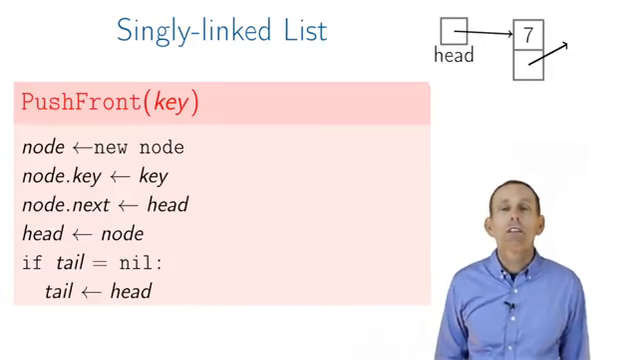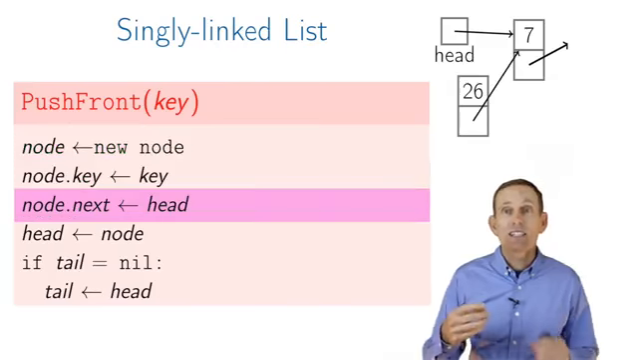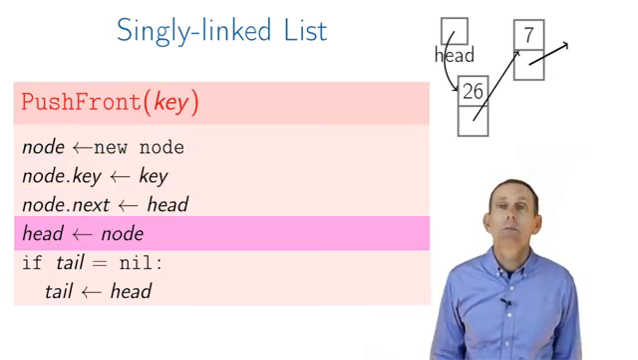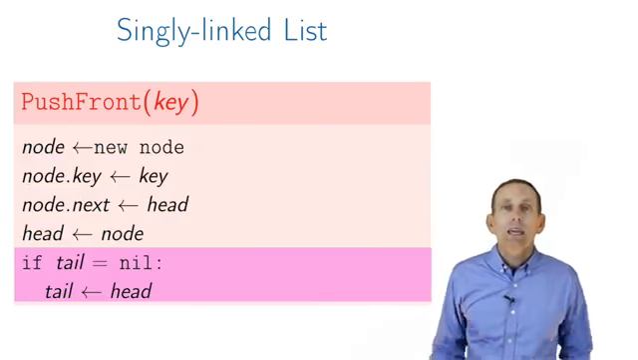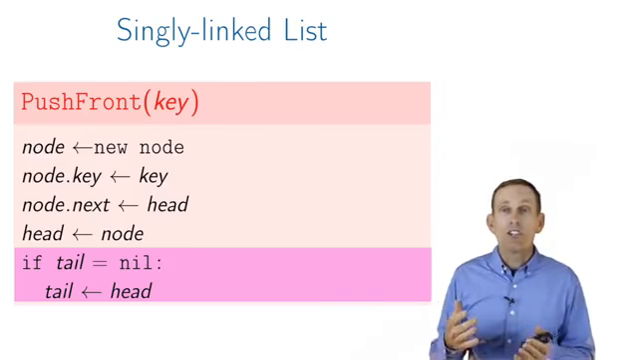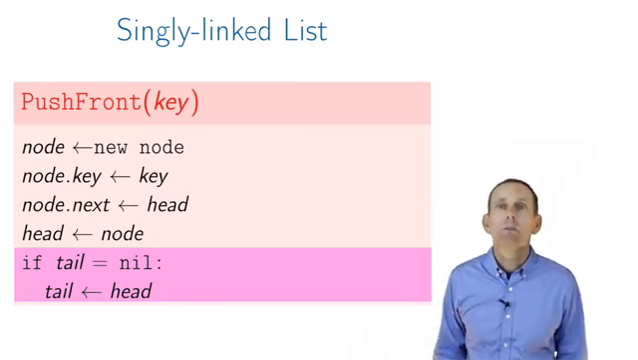Let's look at some of the code for this. So for push front, we have a singly linked list. We're going to allocate a new node, set its key, set its next to point to the old head, and then we'll update the current head pointer. If the tail is equal to nil, that meant that before the insertion, the head and the tail were nil. It was an empty list. So we've got to update the tail to now point to the same thing the head points to.